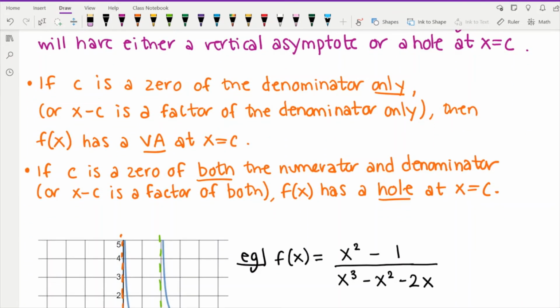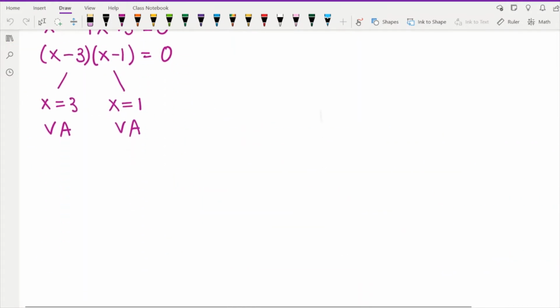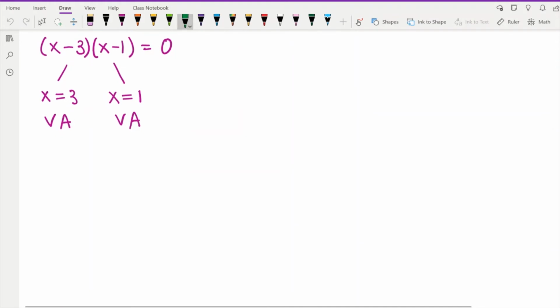Okay, so I also want to talk about x and y-intercepts. So what we're going to do is find x and y-intercepts for those first two examples that we did. And then we're going to do a couple more examples where we'll find the holes and the vertical asymptotes and the x and y-intercepts. Okay, so let's start by finding the y-intercept.